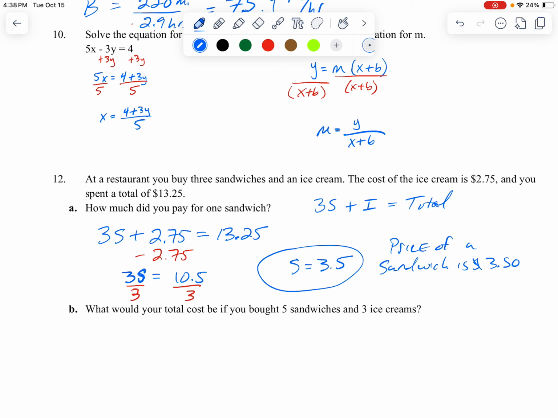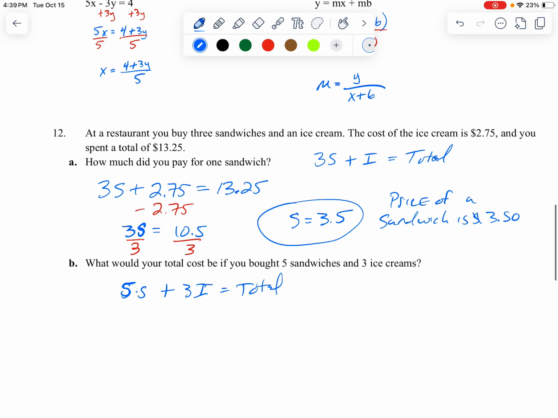Moving on. What would your total cost be if you bought 5 sandwiches and 3 ice creams? Now, we can kind of go back to our original equation. We already laid out how all of this stuff is connected. And now I know the value of S, and I know the value of I. So 5 sandwiches, so I have 5, oh, this is going to get really confusing because I've got a 5S, so 5S plus 3I equals my total.